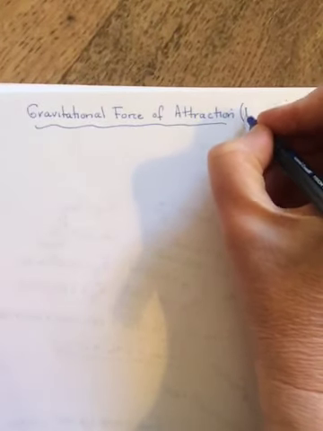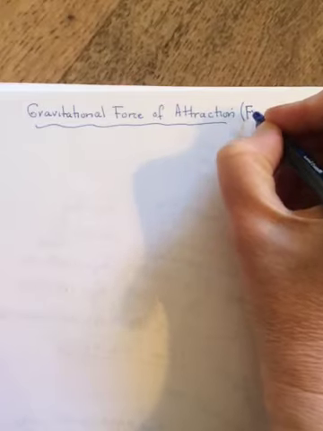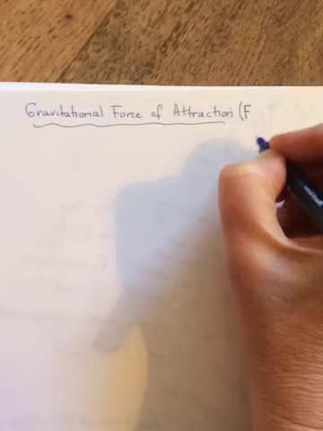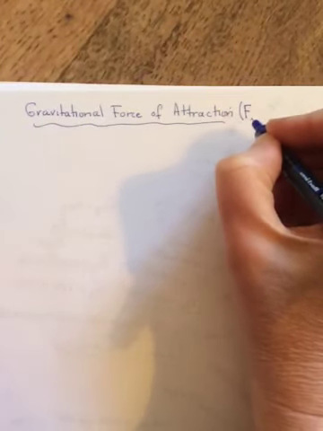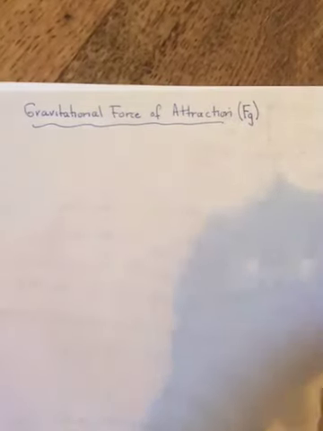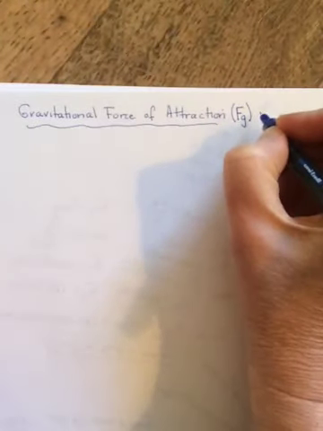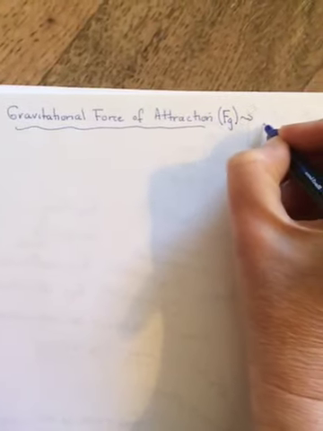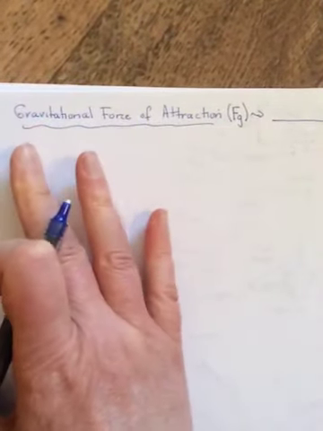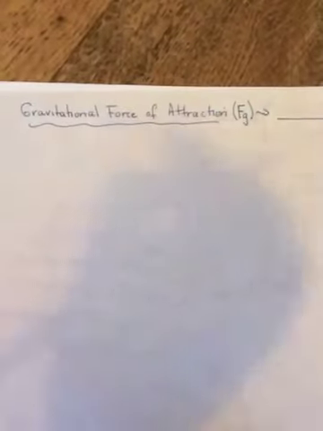And all forces, our symbol for them throughout high school physics is a capital F with the subscript that tells us what it's from. So the force of gravity, or the gravitational force of attraction, is a capital F with a subscript G. Now there's another name for this force, but I'm not going to say it yet. We're going to talk about it first, and then we'll come back to that other name.